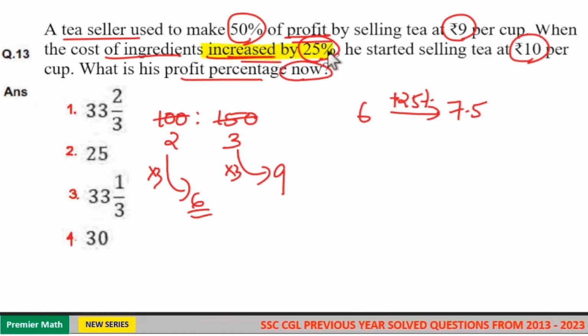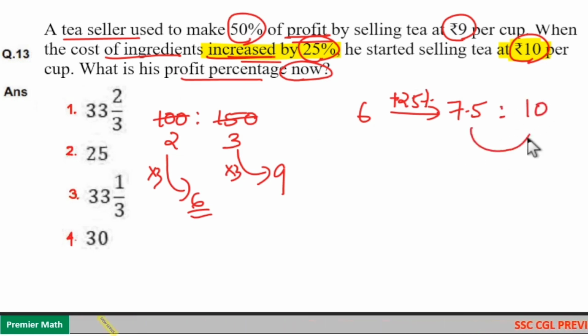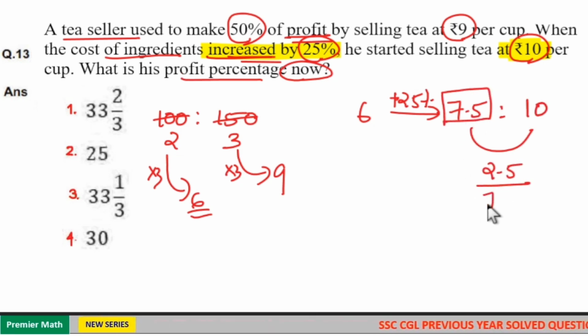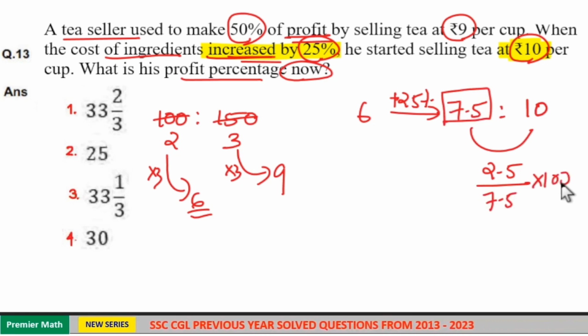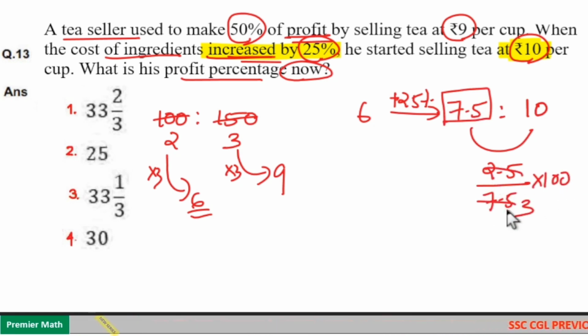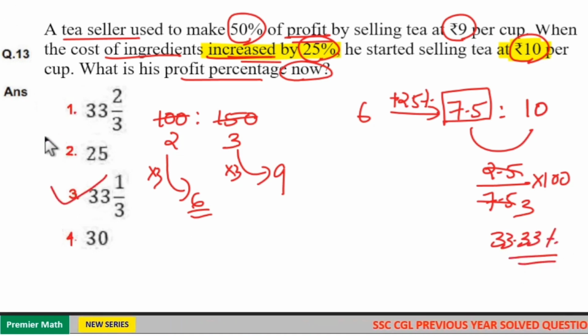So, when cost price increased by 25%, he sells it at 10 per cup. So, now selling price is equal to 10 rupees. Now, the difference between cost price and selling price is equal to 2.5 rupees. And this difference is generated out of the 7.5 rupees into 100. So this is 1 by 3 into 100, which means 33.33%. Option 3 is your answer.